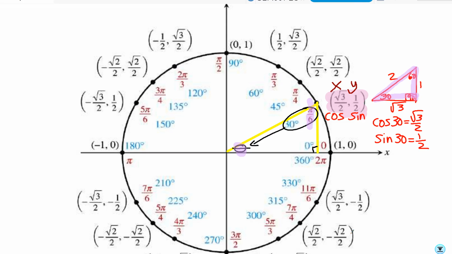If I reflect over the y-axis, then the x value changes. If I reflect over the x-axis, the y sign changes. So same values, same coordinates, same x's and y's, same cosine and sines, all over the unit circle with different signs depending on what quadrant it's in.